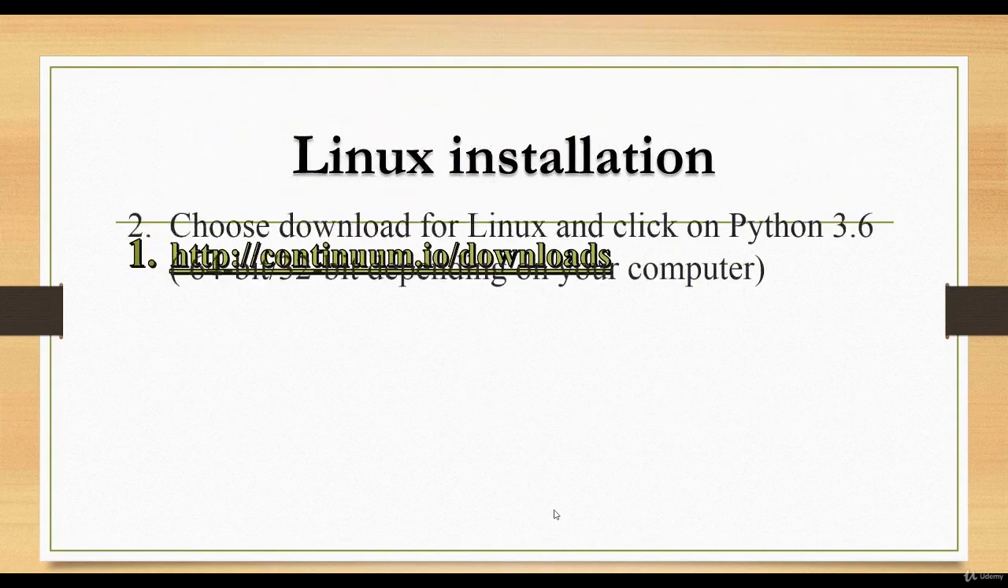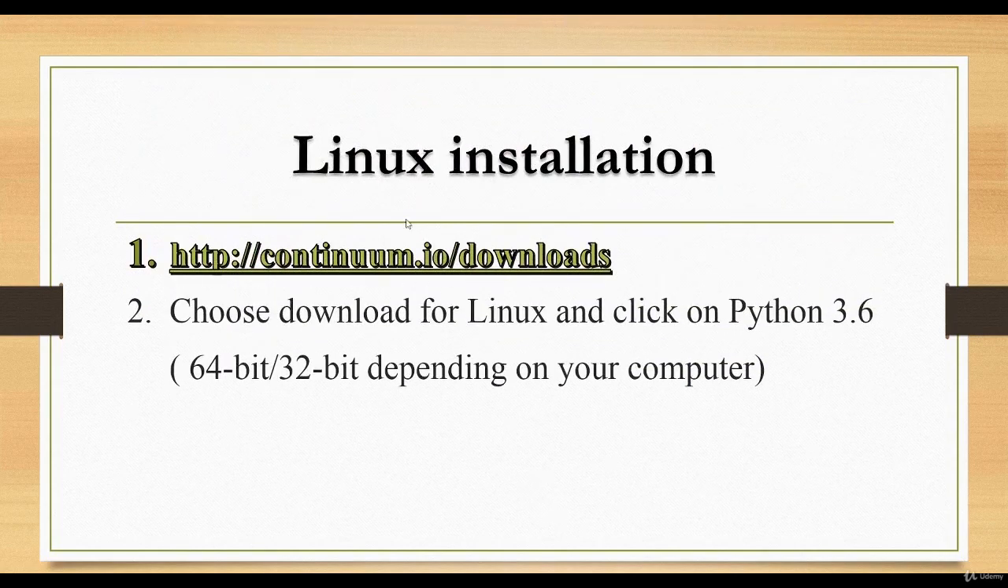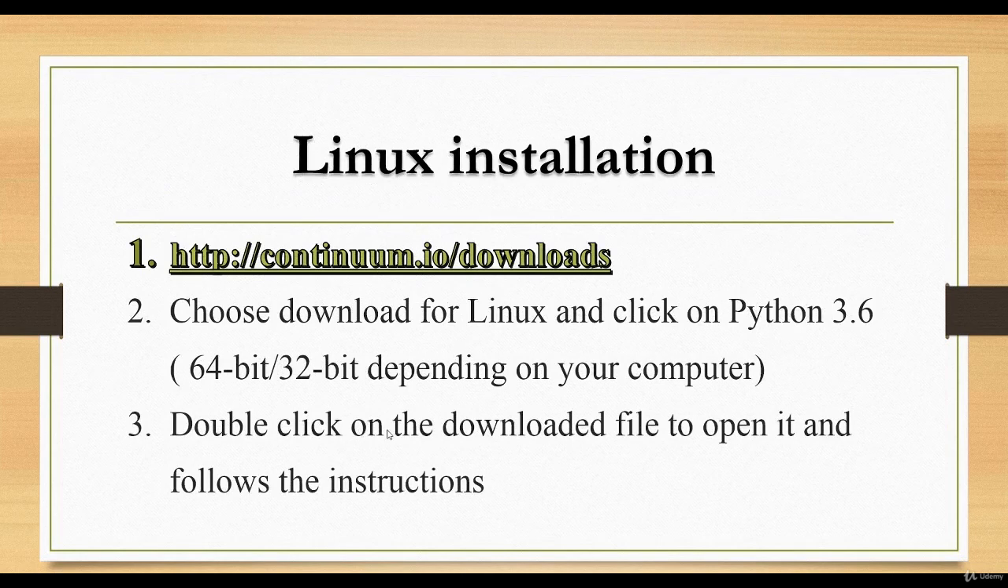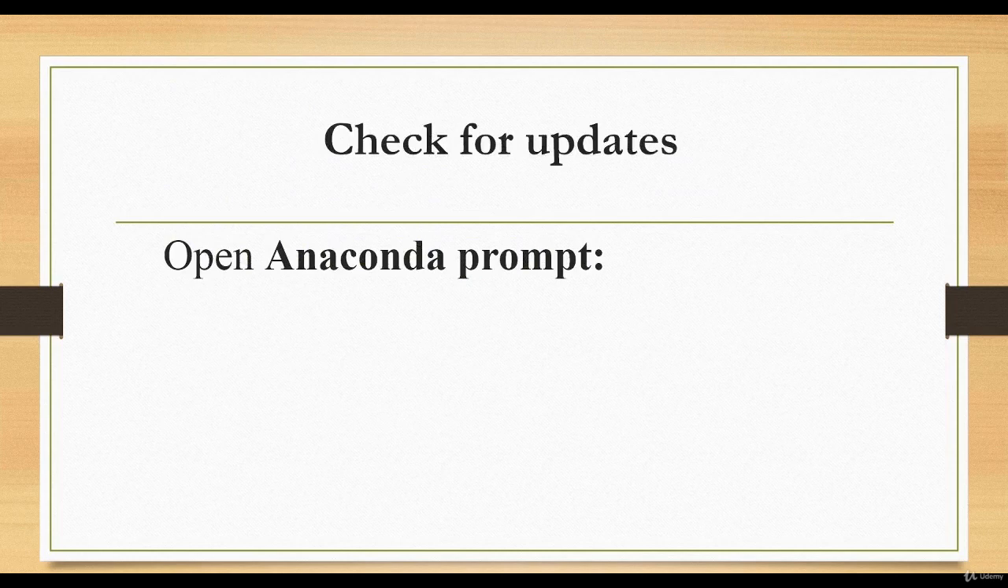For Linux installation, go to the same website and choose download for Linux. Depending on whether it is a 64-bit or 32-bit computer, choose the Python 3.6 version. Double click on the downloaded file and follow the on-screen instructions.